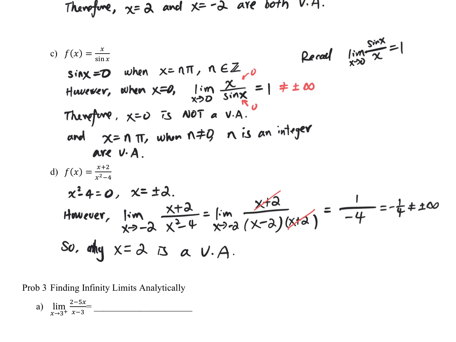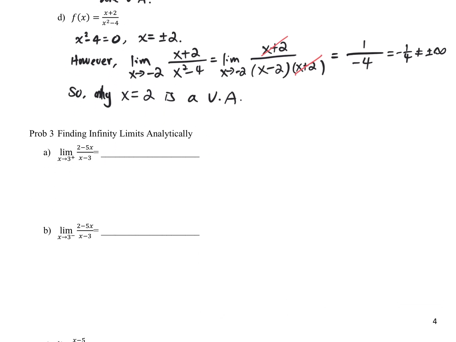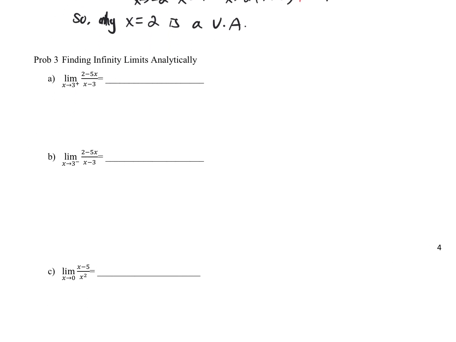In the next example, we're going to find the limits analytically. That means without using a graph, only using critical thinking or logical thinking. Well, the first one, x approaching 3 from the right for this function. First of all, you should always try to do a substitution in your first attempt. Here it won't work because the numerator is not equal to 0, but the denominator will be equal to 0. So we cannot do the direct substitution.